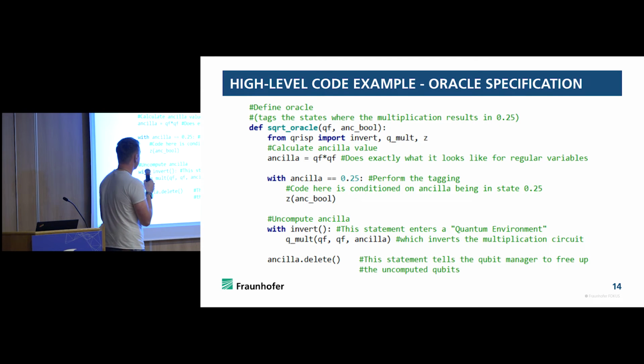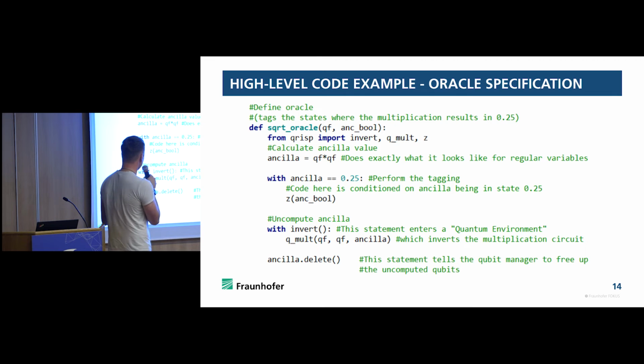And then we enter something we call a quantum environment. Everything that happens inside this code block is conditioned on ancilla taking the value 0.25. This then performs the phase flip, which is required for Grover's algorithm. Finally, we want to reuse the qubits of ancilla, so we need to uncompute ancilla. We do this by entering yet another environment, this time the invert environment, which implies that everything happening inside this code block is inverted.